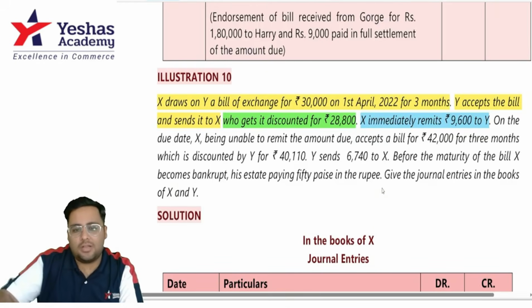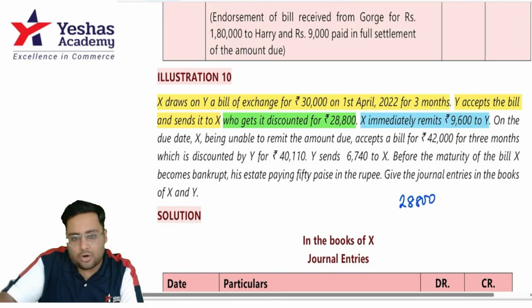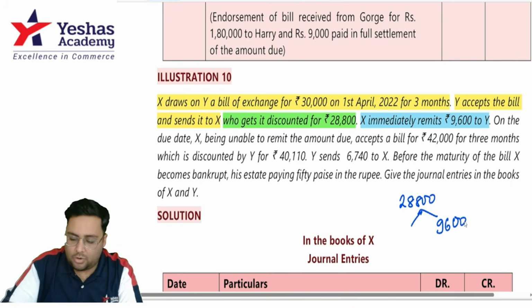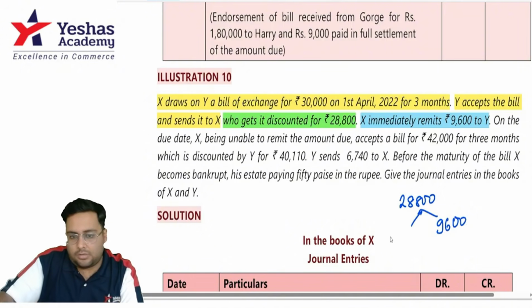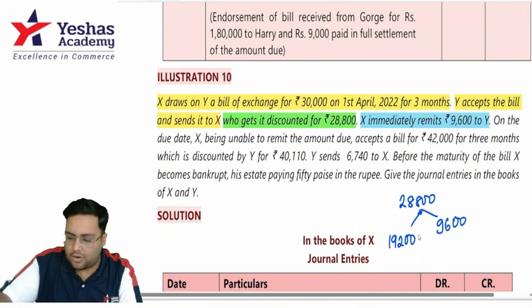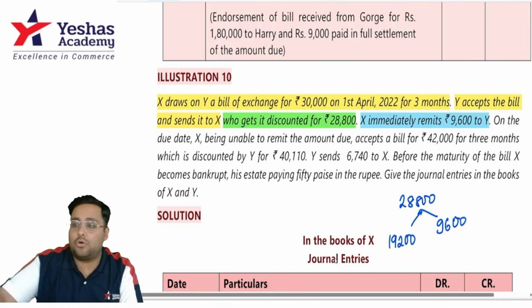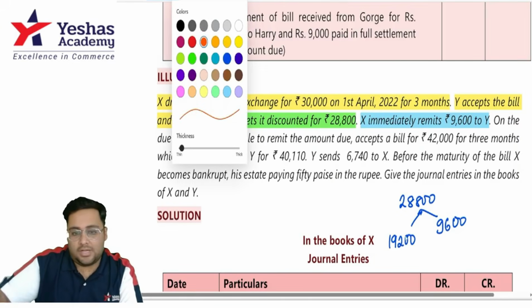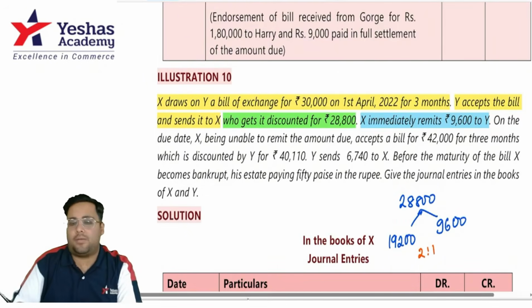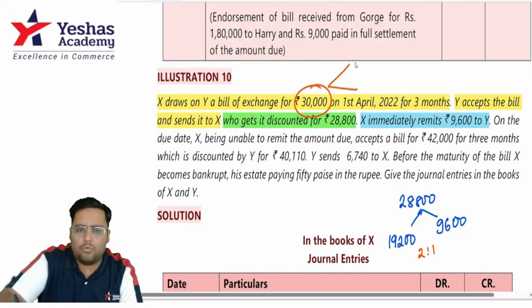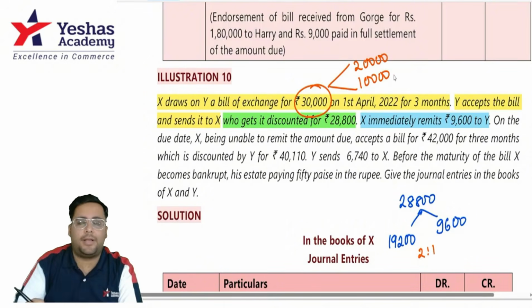How much money had we got? 28,800 was got. In that, how much did we give to Y? 9,600. So how much is remaining for X? 19,200 is remaining for X. Now, if you see, they are both sharing the amount in which ratio? The ratio over here is 2:1. Let's continue reading. So on the maturity date, what will happen? That original amount of 30,000, who will repay how much? 20,000 and 10,000, 2:1 ratio. X will repay 20, Y will repay 10. That's the story of the first bill.